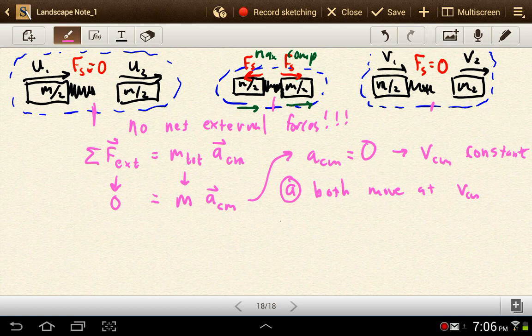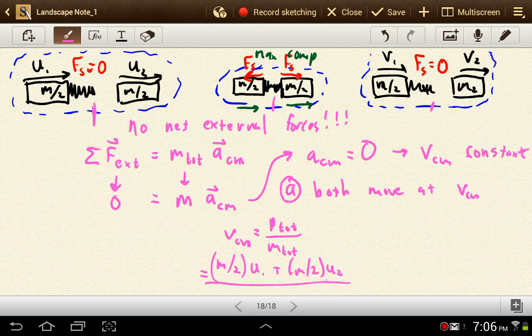The velocity of the center of mass, VCM, is the total momentum P over the total mass, which is equal to the mass of cart 1, which is m over 2, times u1, plus m over 2 times u2, all over m. Pretty obviously, this is just the linear average of u1 and u2. So VCM equals 1/2 of u1 plus u2. I'm going to close this video here, and I'll do part B in the next video.